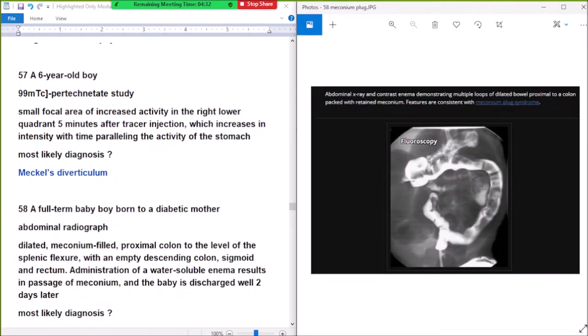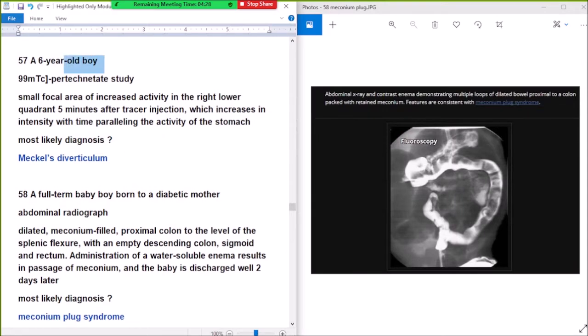57. A 6-year-old boy, technetium-99m pertechnetate study shows a small focal area of increased activity in the right lower quadrant 5 minutes after tracer injection, which increased in intensity with time, paralleling the activity of the stomach, most likely diagnosed Meckel's diverticulum.